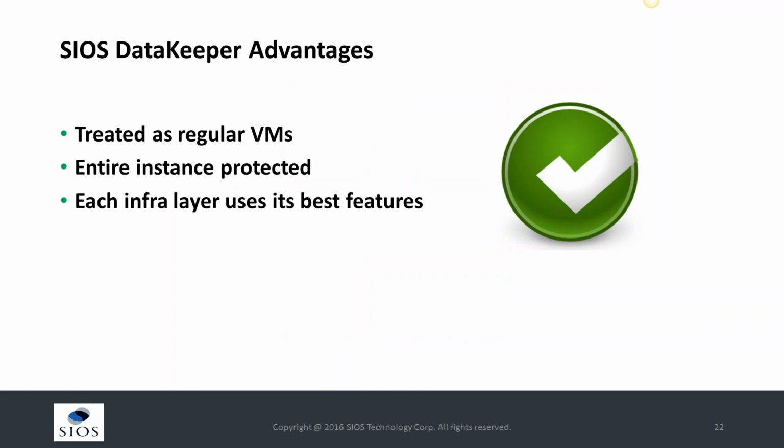So it's treated as a regular VM. The entire instance is protected, and that allows each of the infrastructure layers to use its best features without any limitations. So you can do this when you enable a SIOS DataKeeper SANless cluster. The VM admin is going to be much happier because now they can still do things like vMotion and snapshots, so they don't have to change the way they manage those VMs. They can manage them just like any other VM.